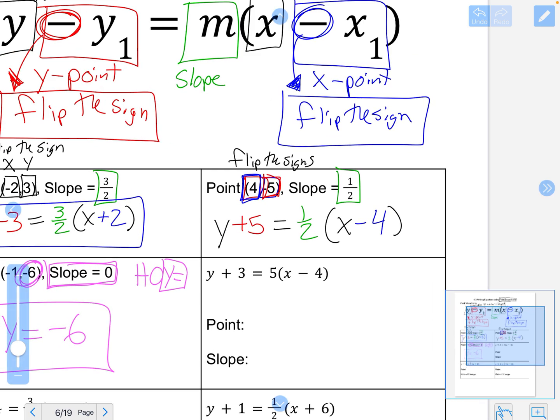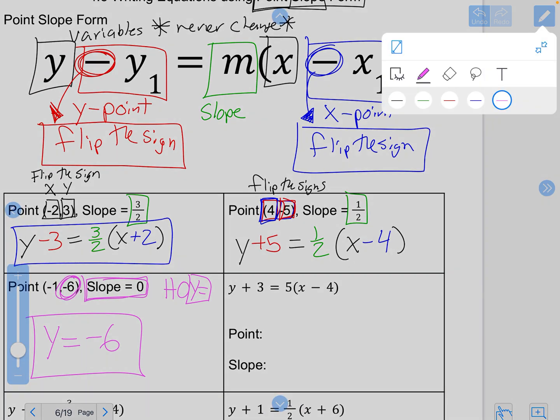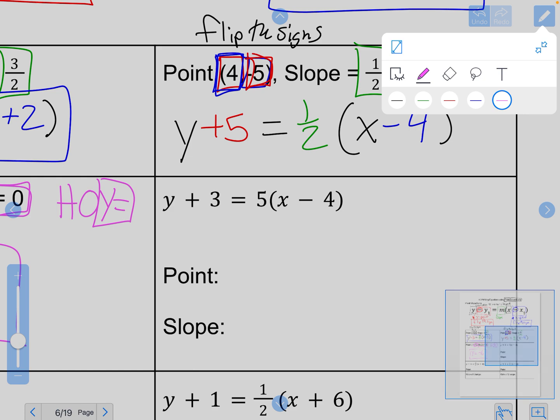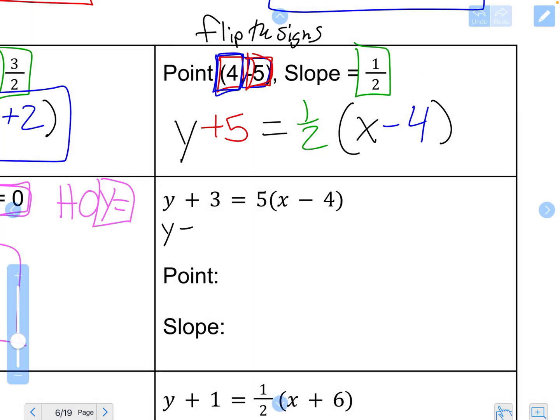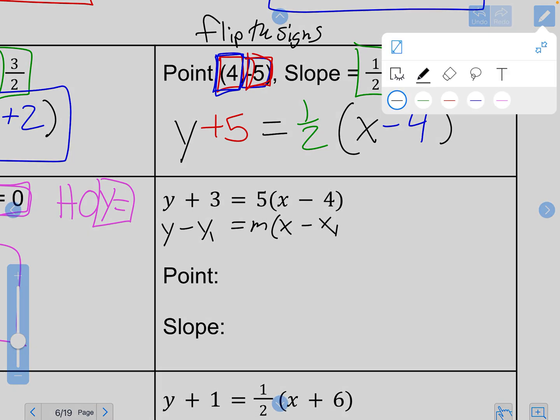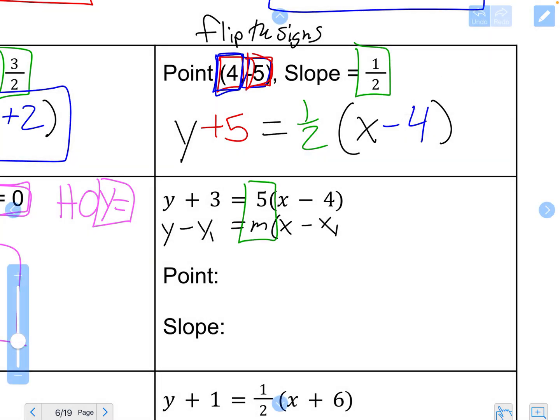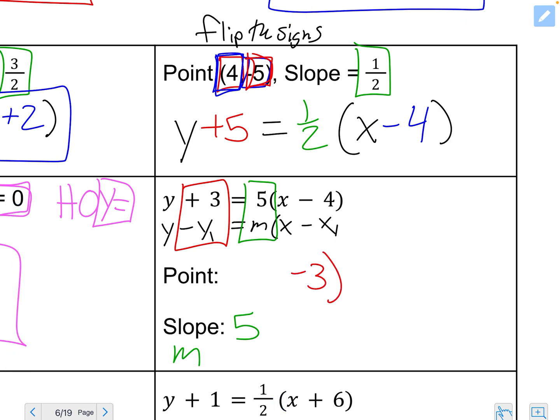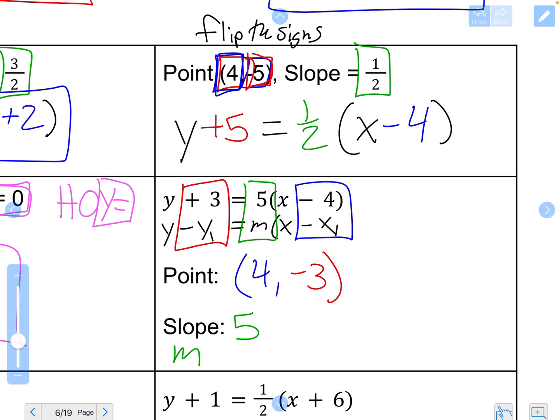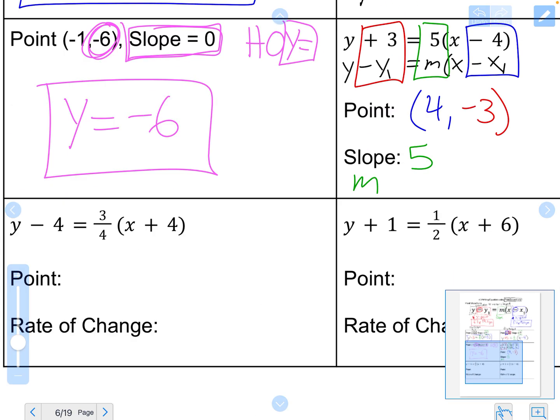So let's look at our last one where we just need to put it. Actually, no, I lied. This one is already in point slope form. So I'm going to rewrite point slope form: y minus y1 equals m times x minus x1. So our slope is still the letter m, so our slope is going to be 5. We need to remember that we need to flip our signs, and so our y, instead of being a positive 3, is a negative 3, and our x, instead of being a negative 4, is a positive 4. So our point is (4, -3), and our slope is 5.